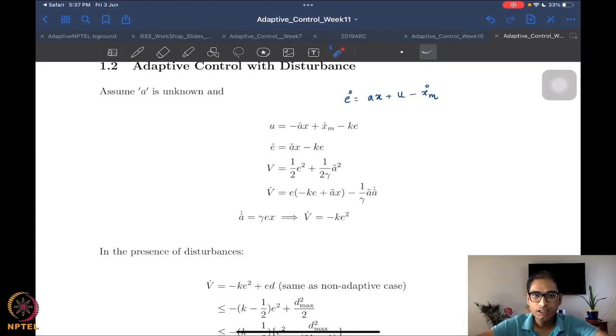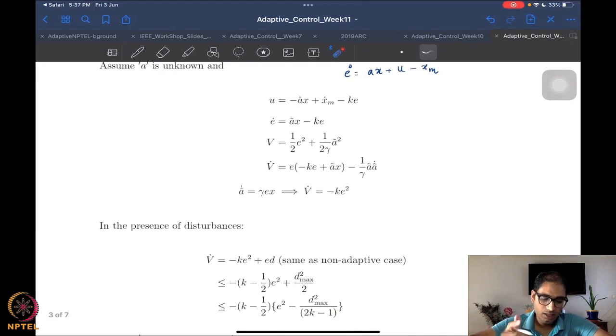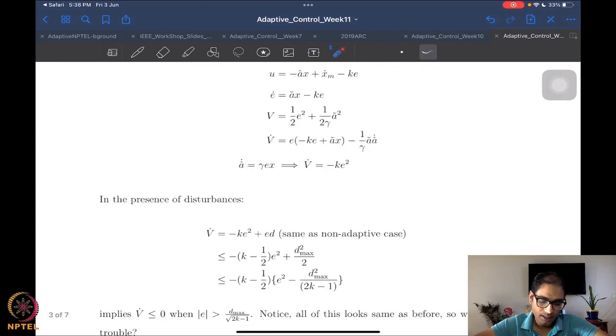What's my Lyapunov function? We add a term to the Lyapunov function corresponding to the parameter error, and of course, we have to find an update law for A hat. Very simple certainty equivalence method, scalar system. All of you have done this 1,000 times. So I populate all the terms: E times E dot, which is minus KE squared plus A tilde X, and A tilde dot, which is minus A hat dot. And with this, if I take A hat dot as gamma EX, this term cancels, and I'm left with V dot is minus KE squared.